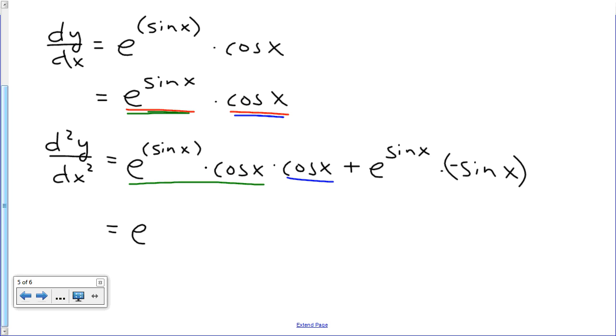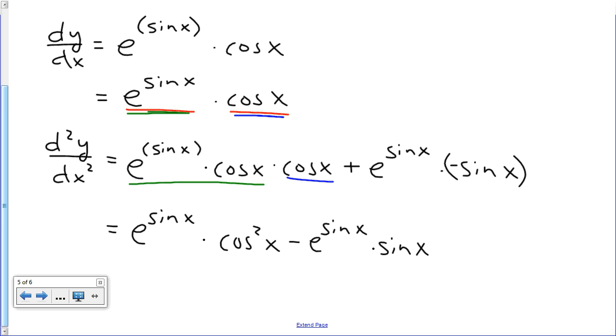Let's just rewrite this here slightly. So I've got e to the sine of x, cosine times cosine, which could be written as cosine squared x, plus e to the sine x. Actually, I should make that a minus because of the negative that I've got in front of the sine over there. So I'll make it minus e to the sine of x times the sine of x. That would be a way that I could rewrite that.